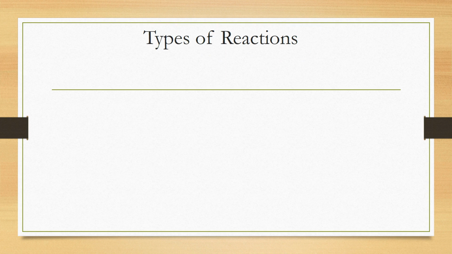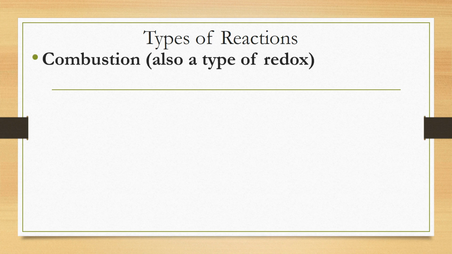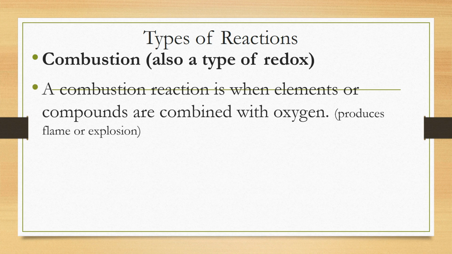All right, last type of reaction is a combustion reaction. Combustion reaction is also referred to as redox sometimes, or oxidation reduction. But a combustion reaction has a very, very specific format. So notice all of the other ones I've been kind of generic, not using real elements. I've just been using like A, B, and C, D, and things like that. A combustion reaction is when elements or compounds are combined with oxygen.